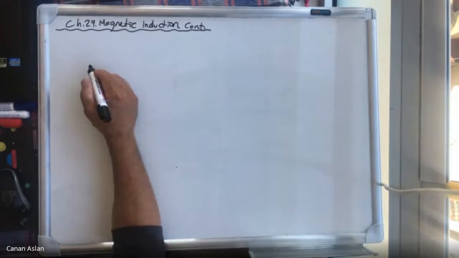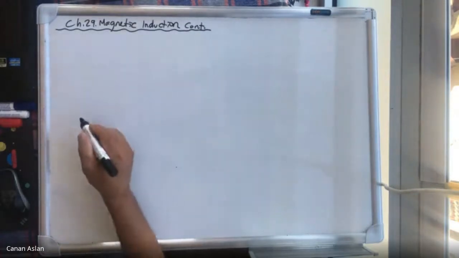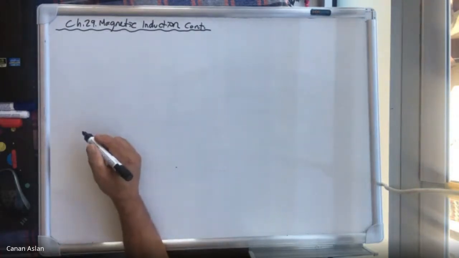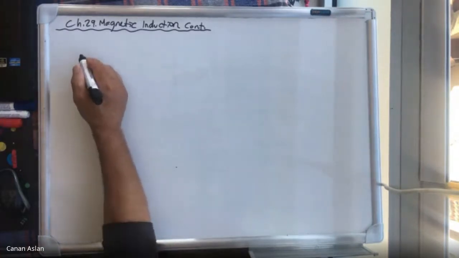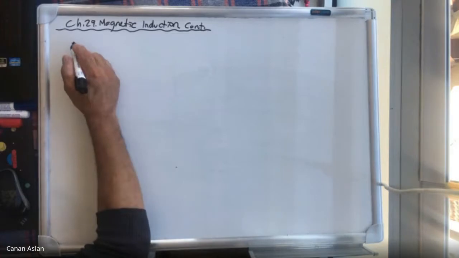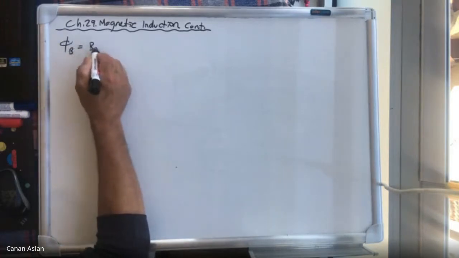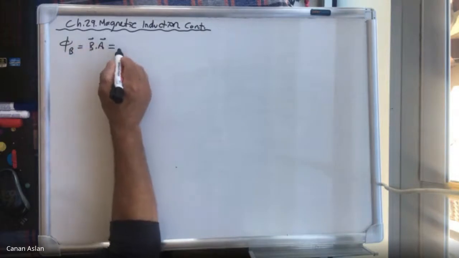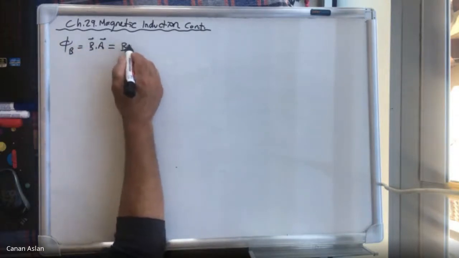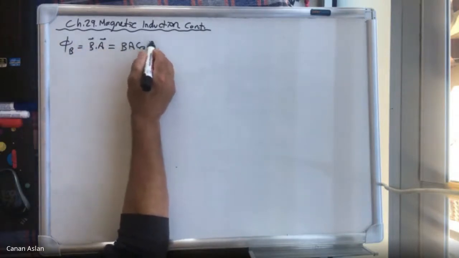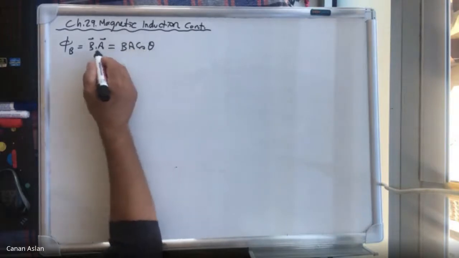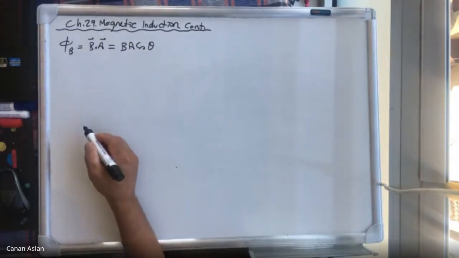Hi everybody, this is the continuation of Chapter 29, Magnetic Induction. I will start the lecture by giving a brief summary. The magnetic flux was defined by B dot A. As you will remember, this can be expanded to BA times cosine theta, where theta is the angle between the magnetic field and the area vector.